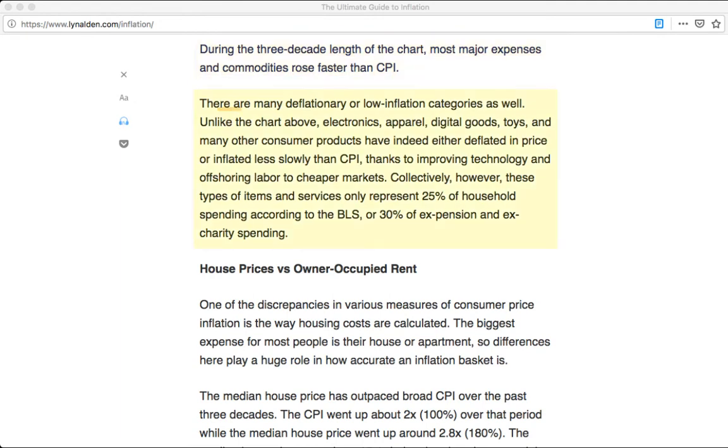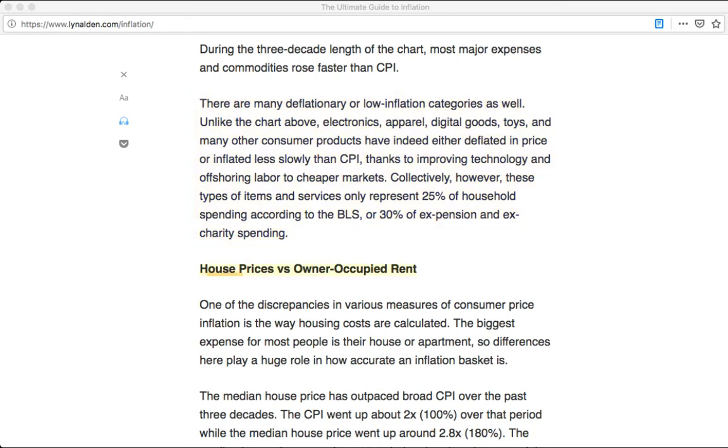There are many deflationary or low inflation categories as well. Unlike the chart above, electronics, apparel, digital goods, toys, and many other consumer products have indeed either deflated in price or inflated more slowly than CPI, thanks to improving technology and offshoring labor to cheaper markets. Collectively, however, these types of items and services only represent 25% of household spending according to the BLS, or 30% of ex-pension and ex-charity spending.